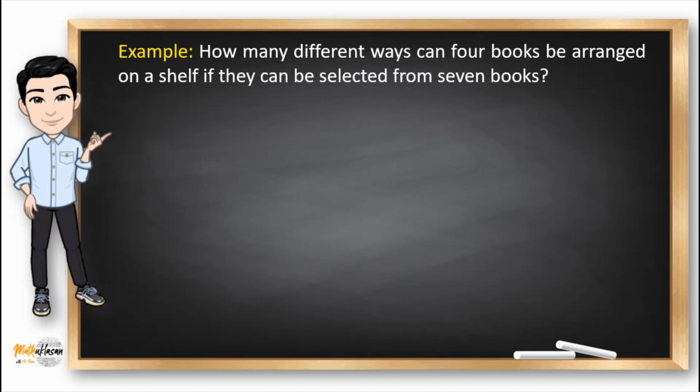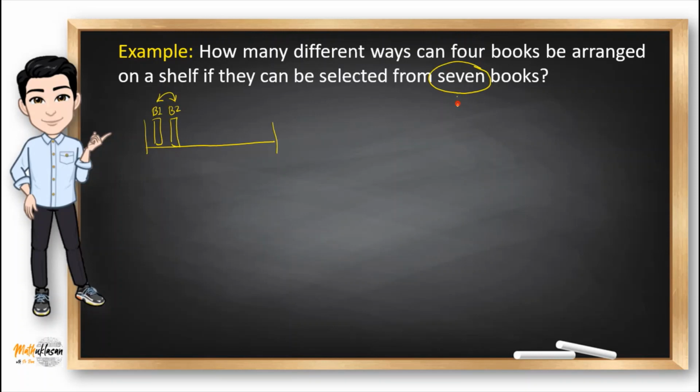For this example, we need to find out how many different ways 4 books can be arranged on a shelf if they can be selected from 7 books. As we all know, the arrangement of books here is important. If, say, this is book 1 and this is book 2, interchanging the position of these 2 books is a different arrangement. So, here we can use permutation.